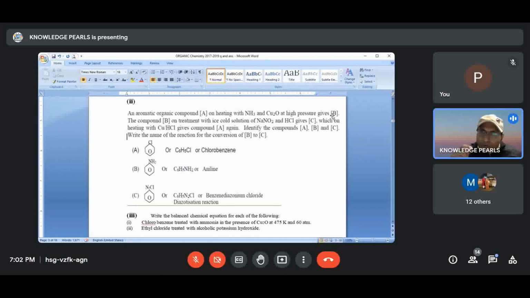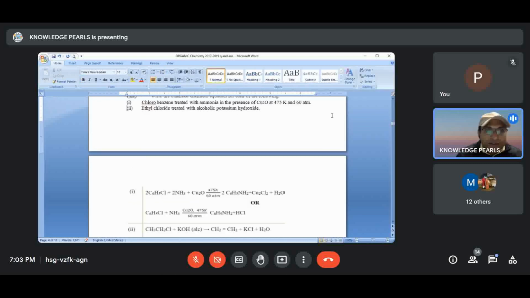Now, C on reaction with CuCl, HCl gives A again. It means benzene diazonium chloride can be converted to chlorobenzene by the Sandmeyer reaction. Sandmeyer or Gattermann? This is the Sandmeyer reaction, CuCl, HCl. So you can imagine that if this is a 3 marks question, 2 marks are in the name reactions. Okay, fine. So hopefully the idea is understood. If any doubt is there, please let me know.